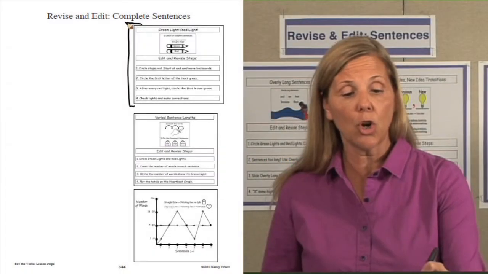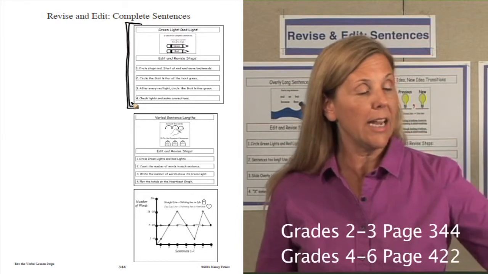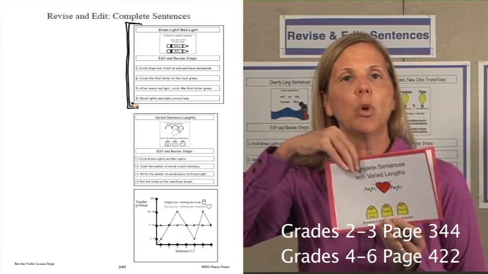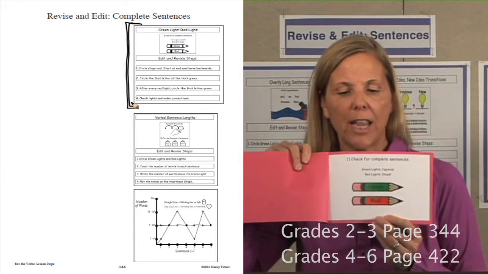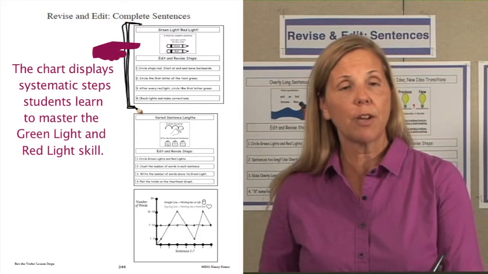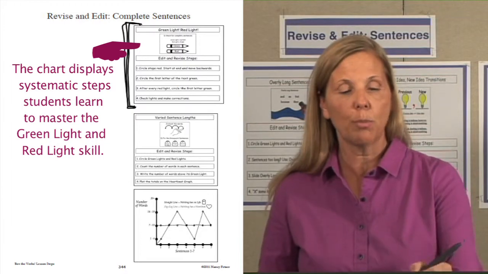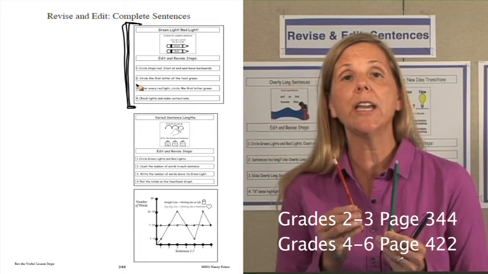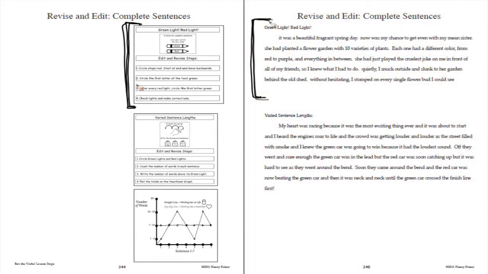We're going to start with our first activity in our complete sentences with varied lengths book, and that first activity will be green light, red light. Here's a shrunken version of the chart for us to use to apply this skill. For this activity, the students will need a green and a red pencil and a passage in order to mark with green lights and red lights for complete sentences.